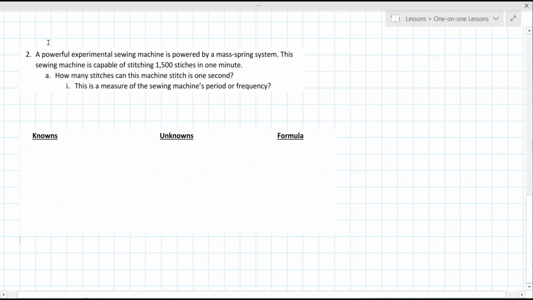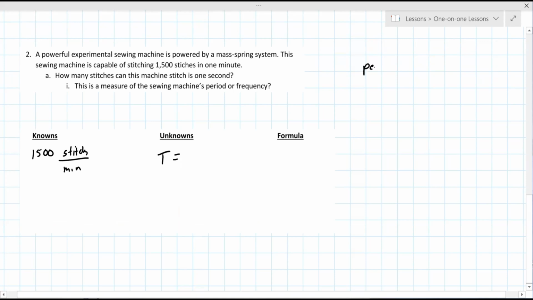Okay. All right, knowns. A powerful experimental sewing machine is powered by a mass spring system. That's interesting. How many stitches can this machine stitch in 1 second? This is a measure of the sewing machine's free period or frequency. Okay. The known here is that there are 1,500 stitches per minute. The unknown is the period.